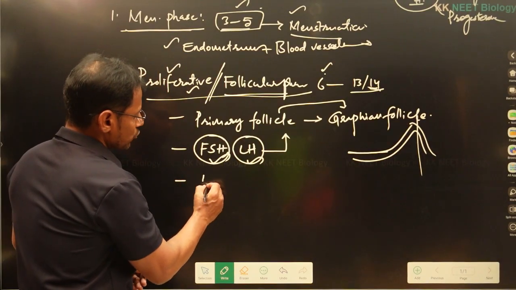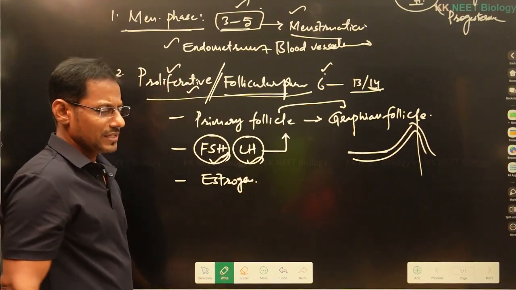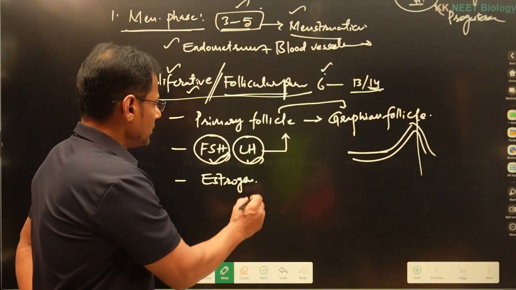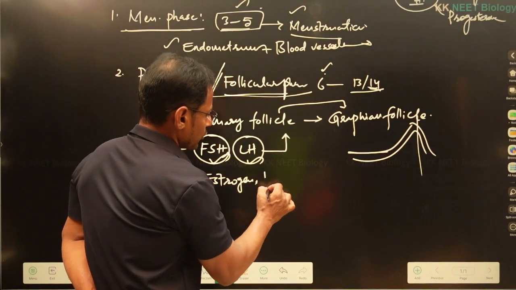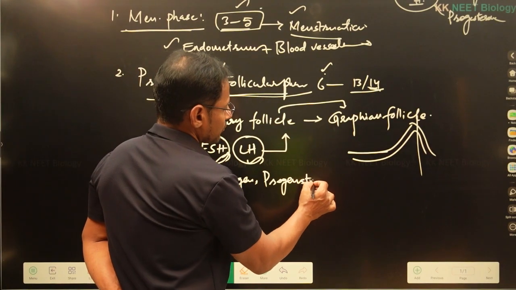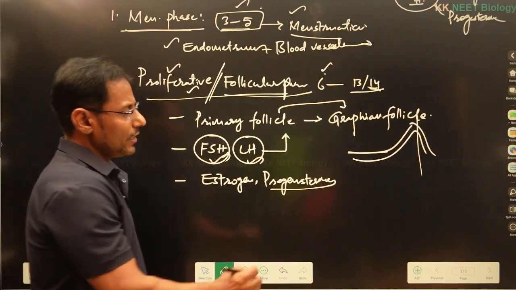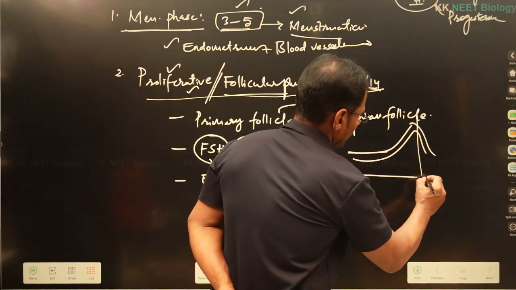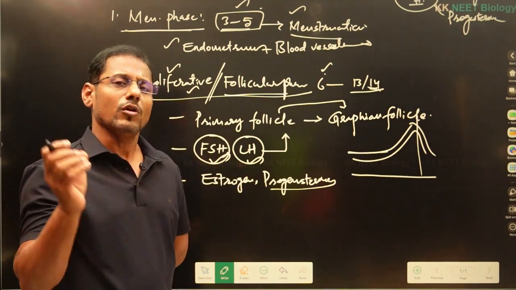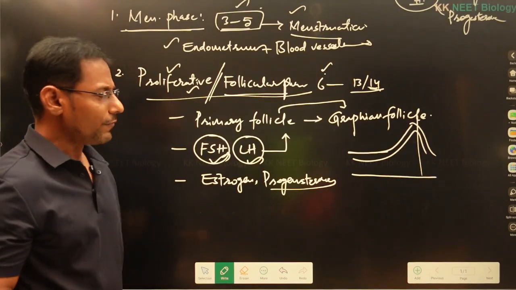And what about estrogen? Estrogen and progesterone are the ovarian hormones because they are secreted by the ovaries, right? The progesterone levels are going to be stable in this period. If the progesterone level is drawn like this, it will be parallel only. The amount of progesterone is not going to be increased in this proliferative or follicular phase.